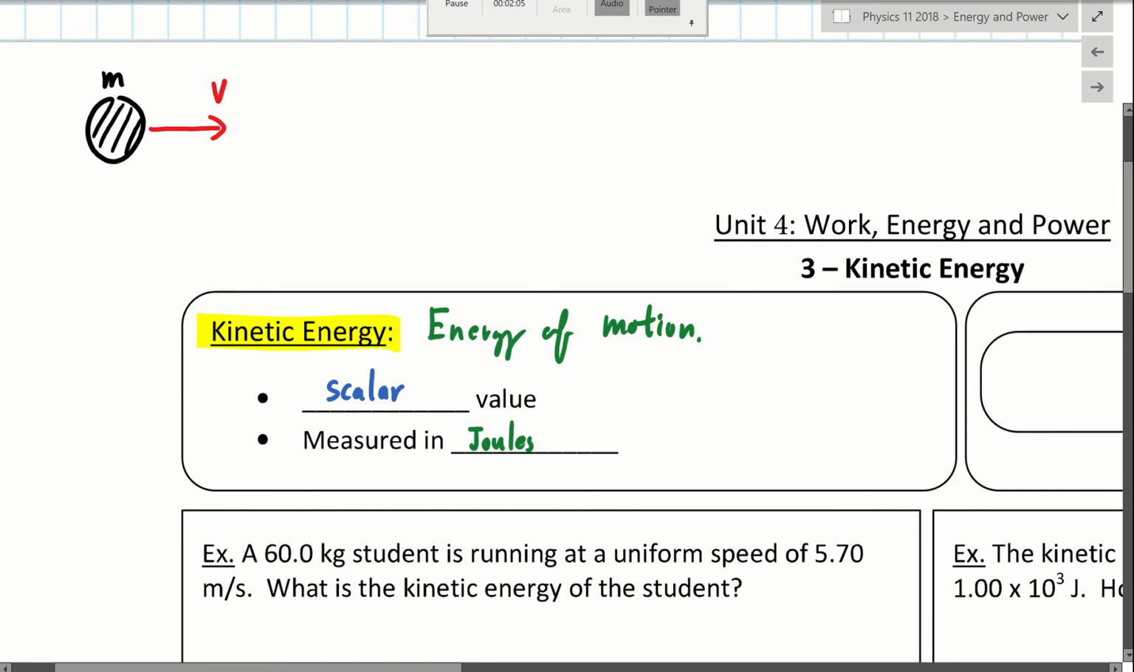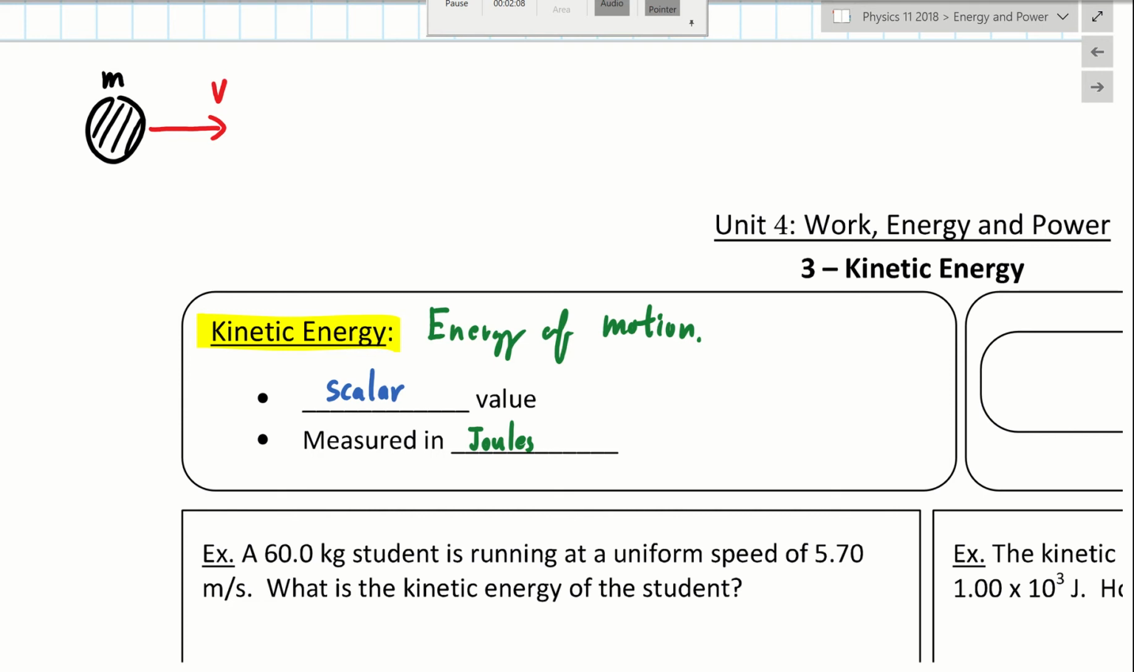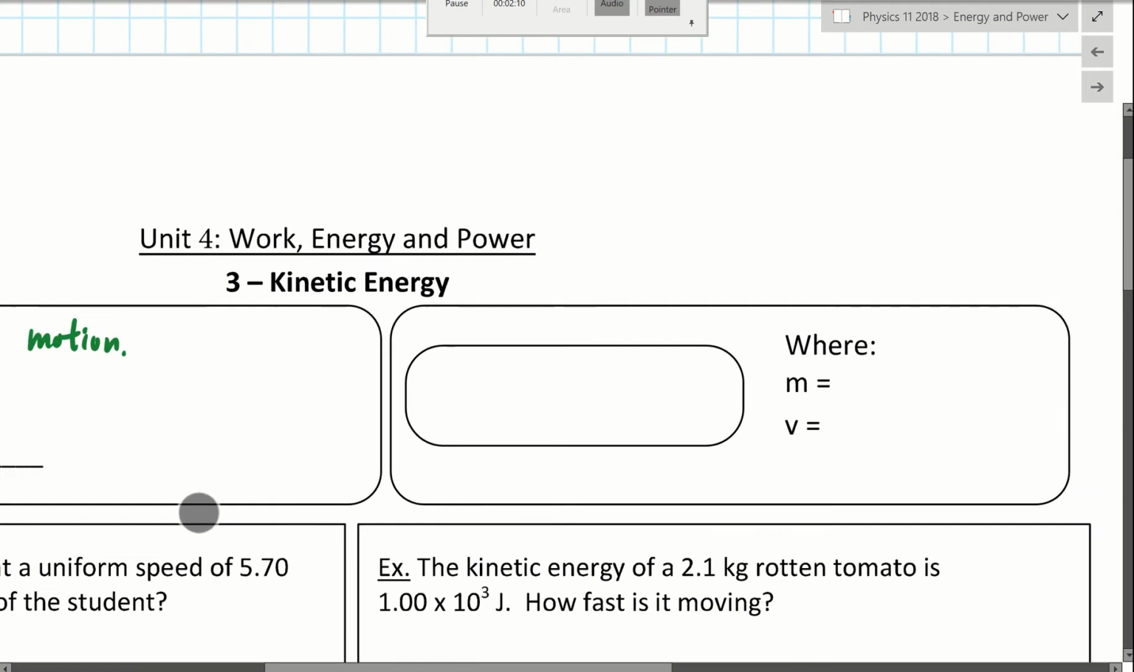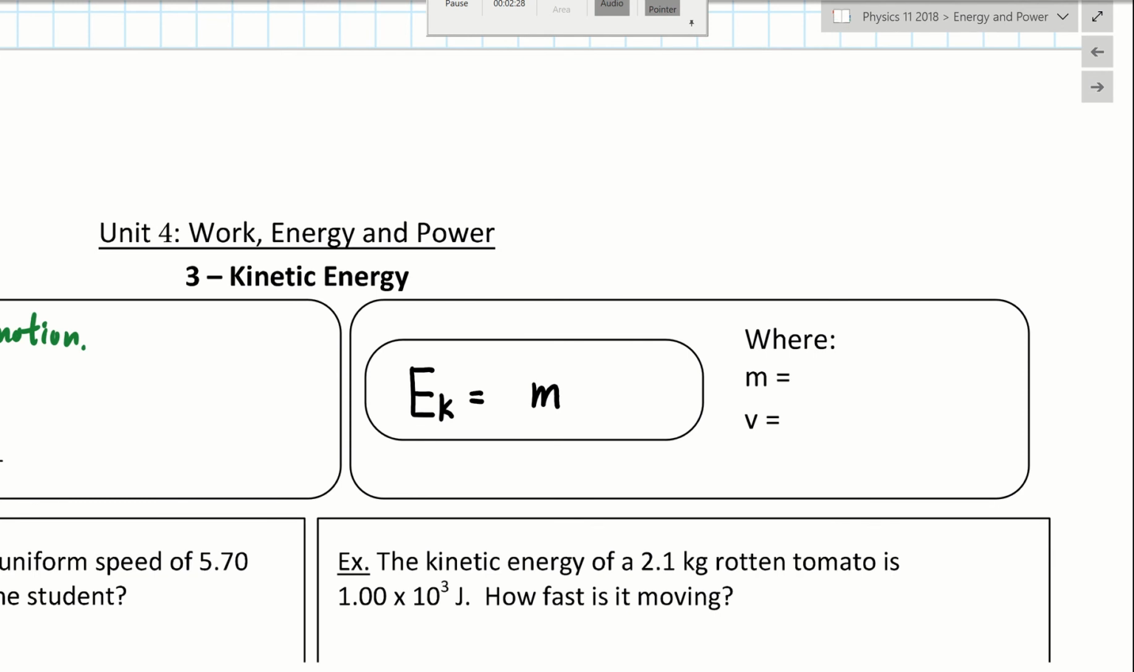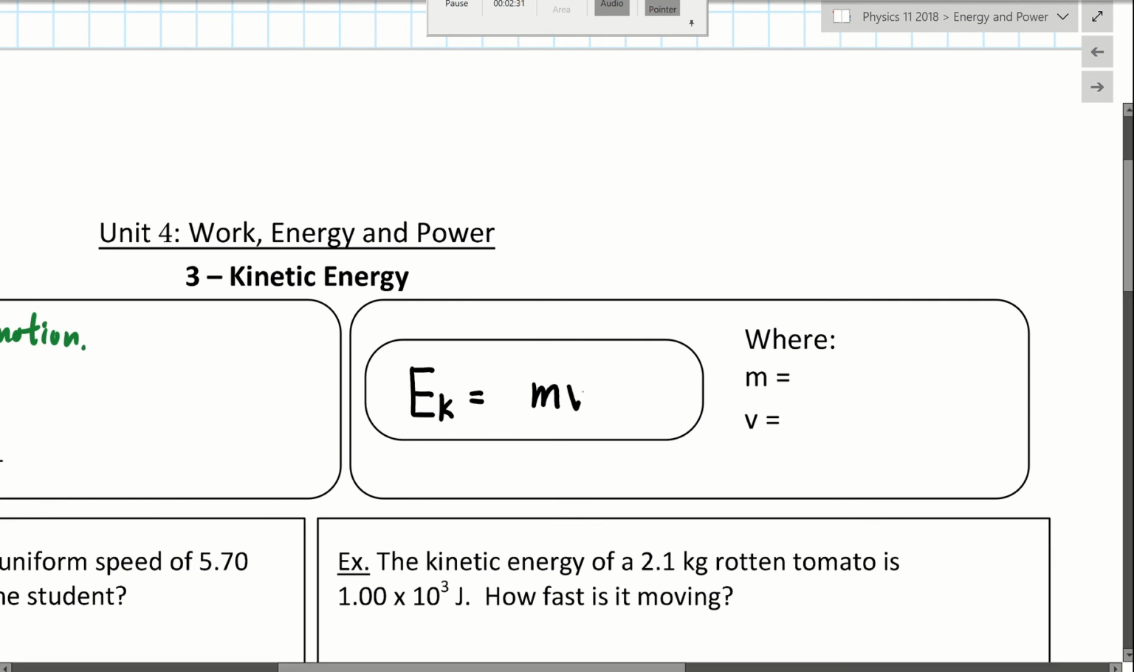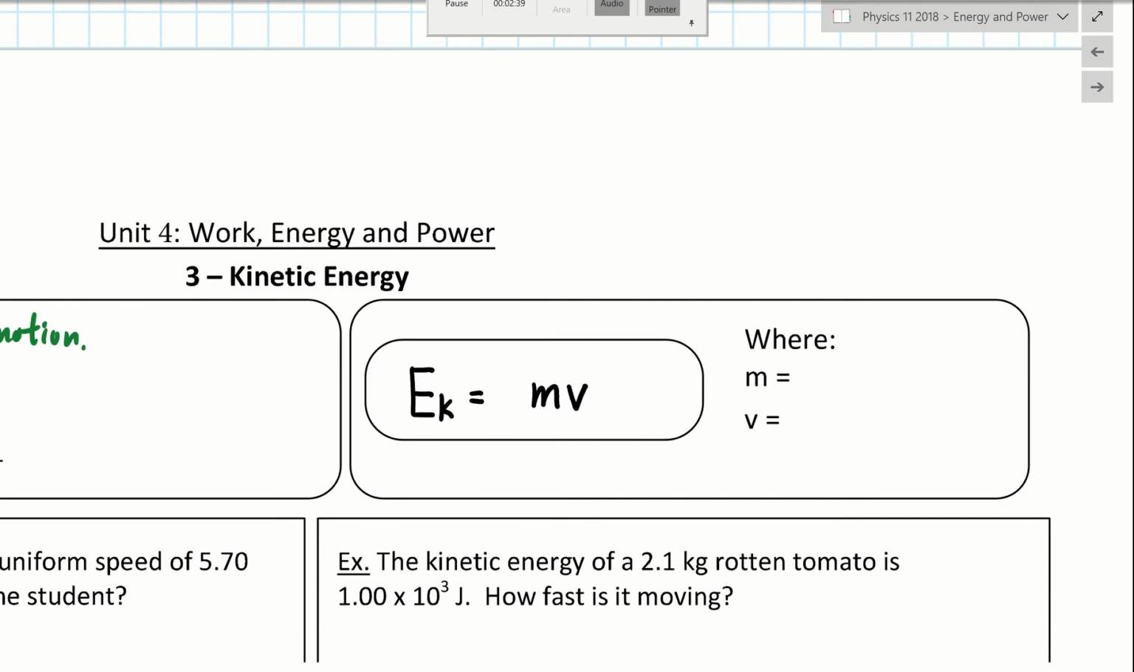Now, the energy depends on two things. The more massive an object is, the bigger the amount of kinetic energy that you have. So this is on your formula sheet. For kinetic energy, we're going to use EK, K for kinetic, right? It depends on the mass of the object. More massive, more kinetic energy, which means the more damage it will do if it hits you. And then it also depends on the velocity of the object. The faster the object is moving, the more kinetic energy it will have, and the more damage it will do if it hits something.